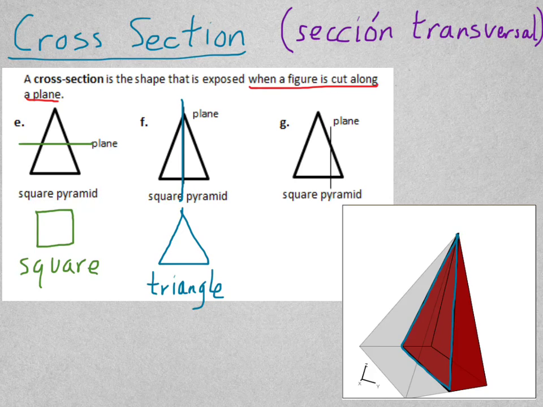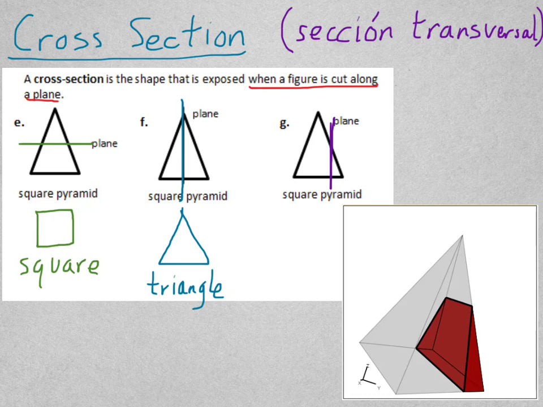What about G? Can you get that one? If we cut it along that plane, it would look like this. What shape is revealed? That's a trapezoid. Did you get it?